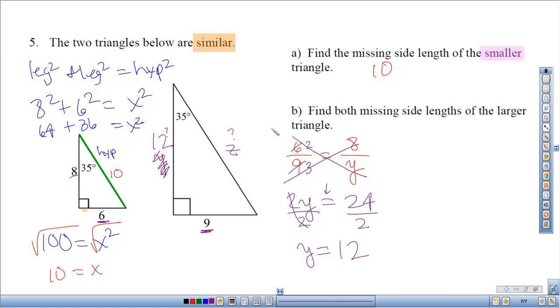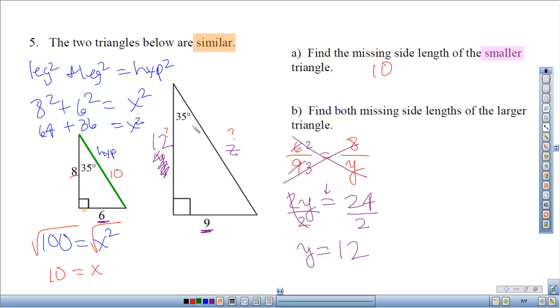Does that even make sense? Well, do you notice this triangle's bigger than this one? So if this side was 8, does 12 seem reasonable? Yeah, it does seem reasonable. If you get done with your problem and the answer doesn't seem reasonable, you should go back and check your work. You might find that you made a mistake.